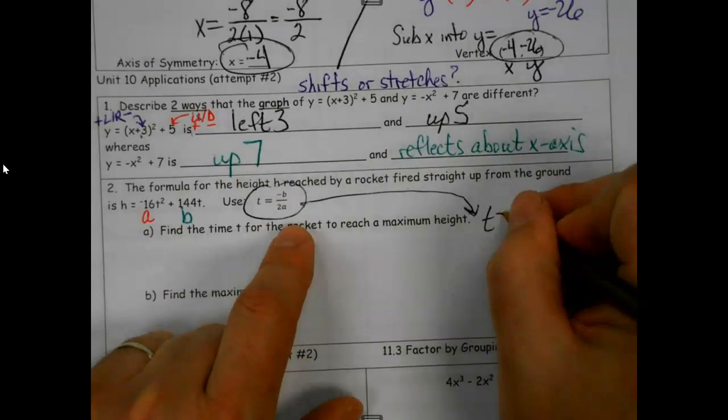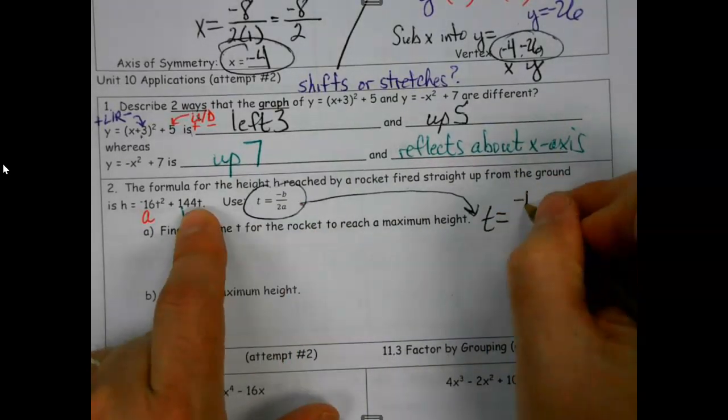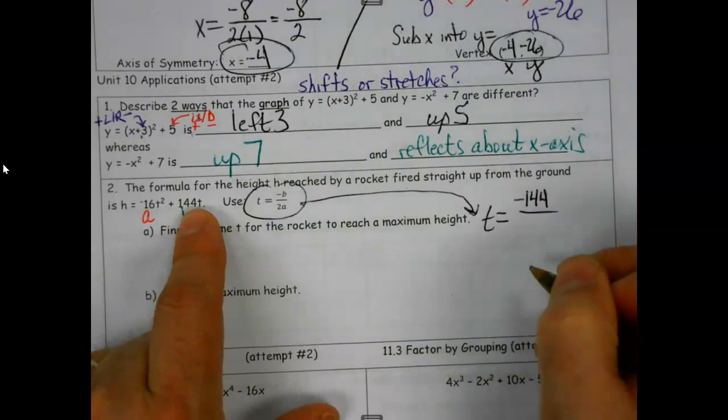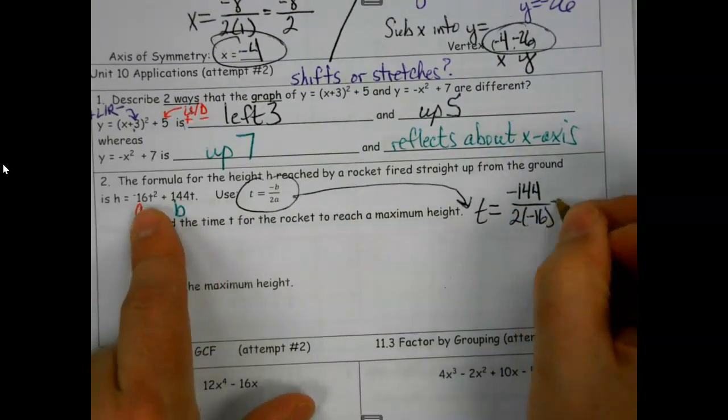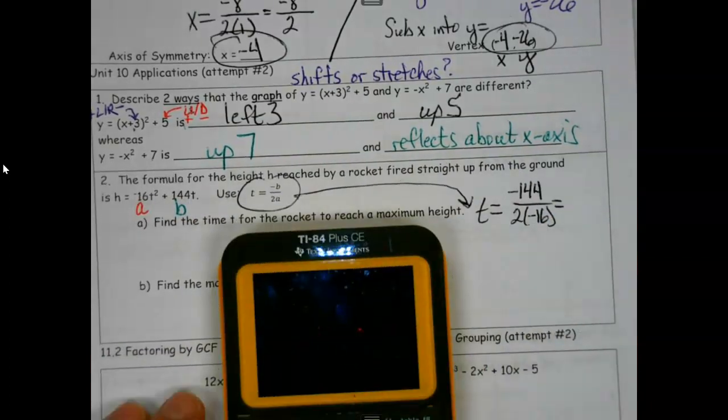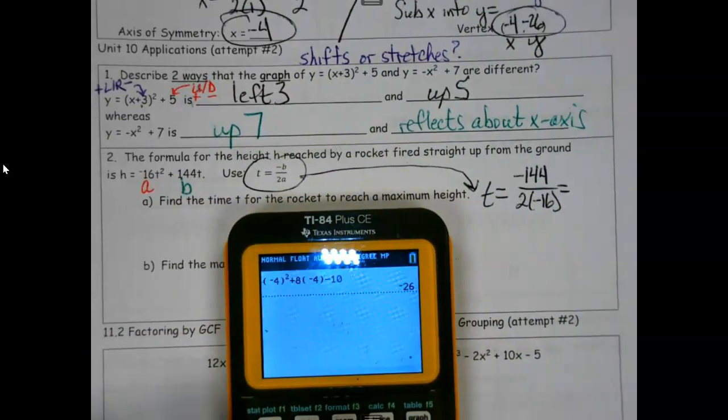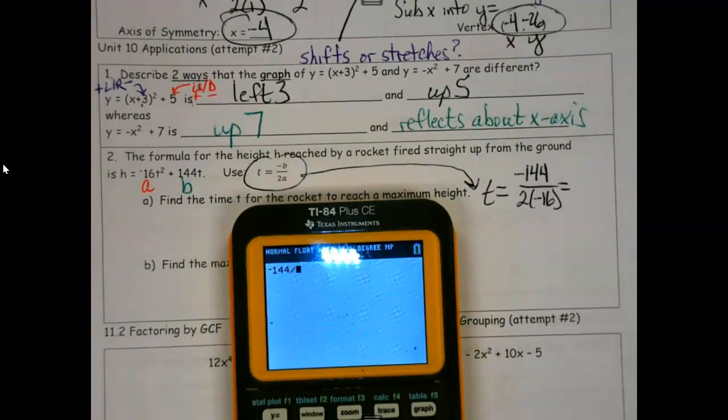So we got t is the opposite of b, so negative 144 over 2 times negative 16. Same advice I gave on the other one, because I know some of you who might not be locked in now are going to notice this later. If I type this in, don't write this answer down that you're about to see. Man, that took a long time, 1,152 seconds. Holy cow, that thing went up high.